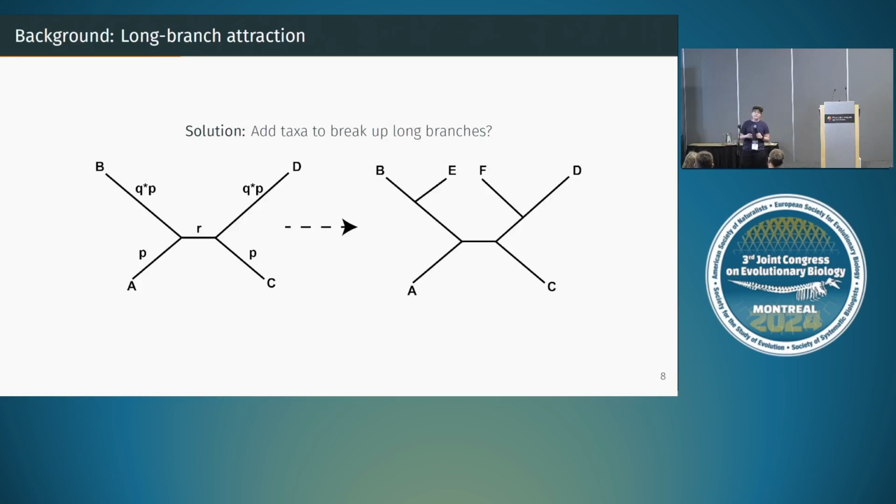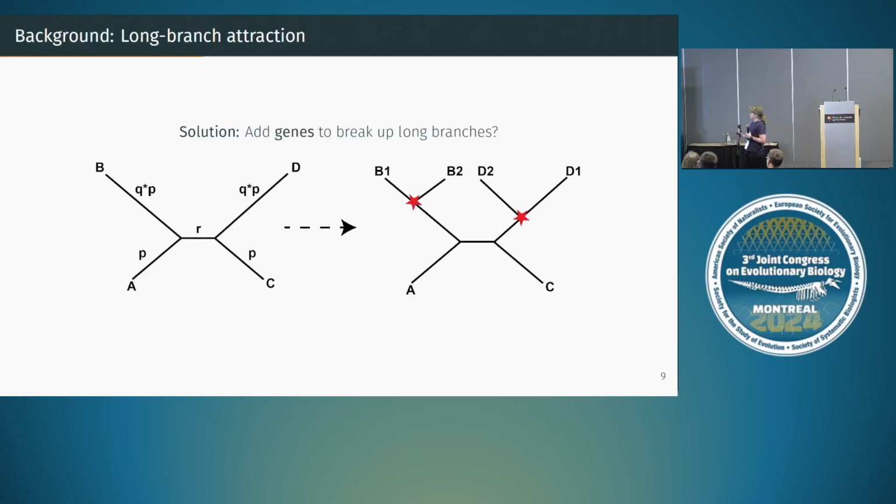A really common solution that's been suggested for long branch attraction is to add taxa. So if we can sample a taxon like E that breaks up the long branch leading to B, and we could sample a taxon like F to break up the long branch leading to D, that can help mitigate the impacts of long branch attraction. Of course, that's not always easy to do, right? There might not be a taxon that we can sample. We might not have money to get additional sequences from these taxa. There can be various reasons that this might not be a viable solution.